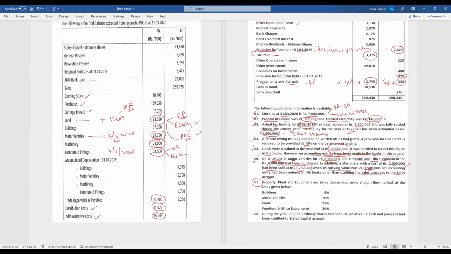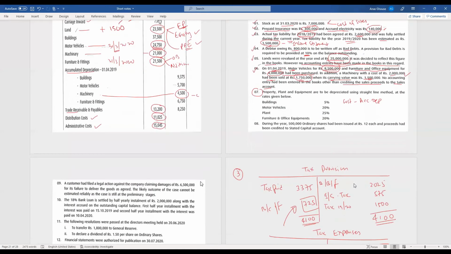So what do you mean by carrying value? Carrying value means cost minus accumulated depreciation. You have to be very careful. The carrying value is given as 1.5 million, which means you are given the machinery cost 21 million, and this is the accumulated depreciation. If you want to calculate the carrying value, you need to take the cost minus the accumulated depreciation. So that will be the carrying value. Let's quickly move on to these adjustments.